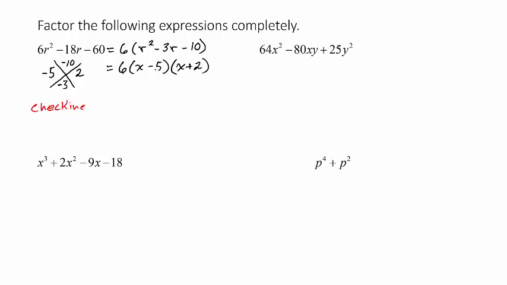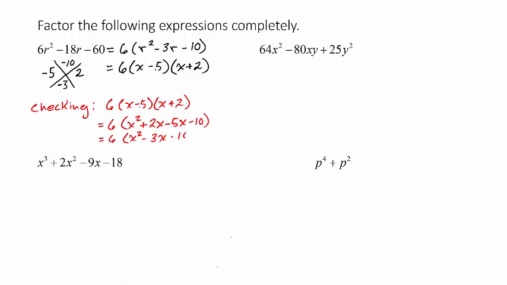Checking this, leave the GCF alone and do the foiling first. So we have 6 times x minus 5 times x plus 2. And foiling, we're going to have x times x is x squared in the middle. X times 2 is 2x. Negative 5 times x is minus 5x. Negative 5 times 2 is minus 10. All right, so we have x squared, and in the middle, 2x minus 5x is minus 3x, and then we have minus 10. All right, now just distribute the 6 through, so we have 6x squared minus 18x minus 60, which is what we started with. Yay! Okay, so let's take a look at this next example.